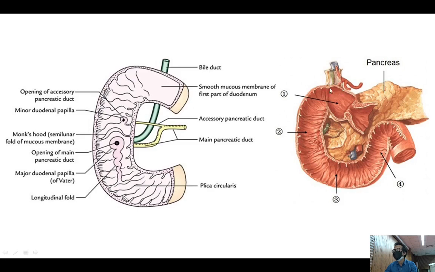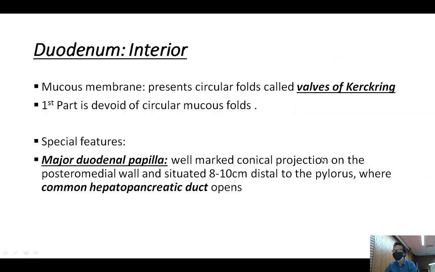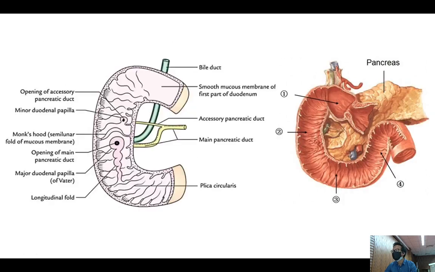See here, this is the first part of the duodenum, and the rest, second, third, and fourth. You can see the second, third, and fourth. There are many foldings. These are the foldings, and these foldings are called the valves of Kerckring. But in the first part, you see that foldings are not there. So the first part of the duodenum is devoid of those muscular folds.